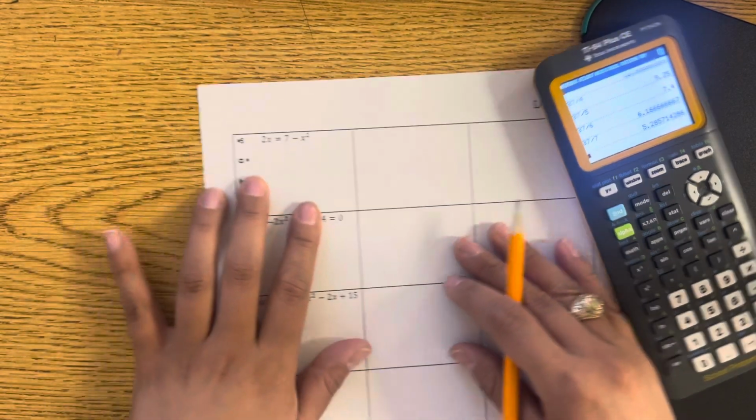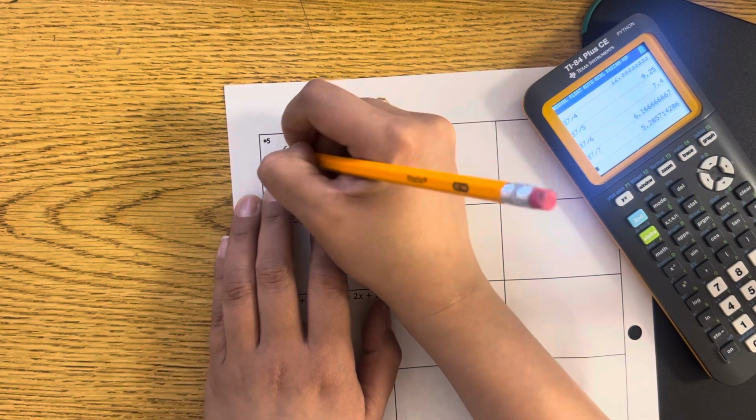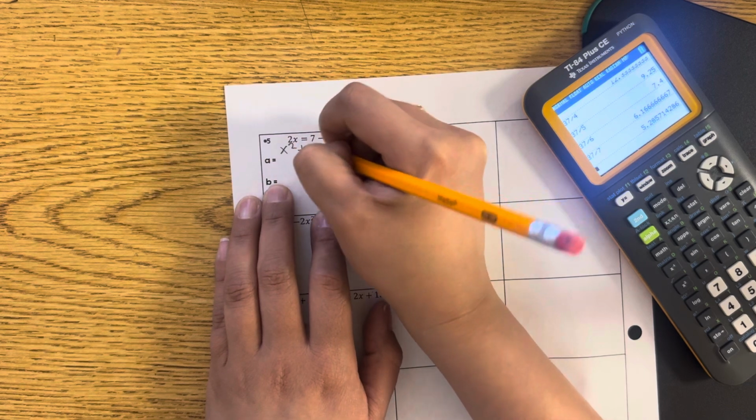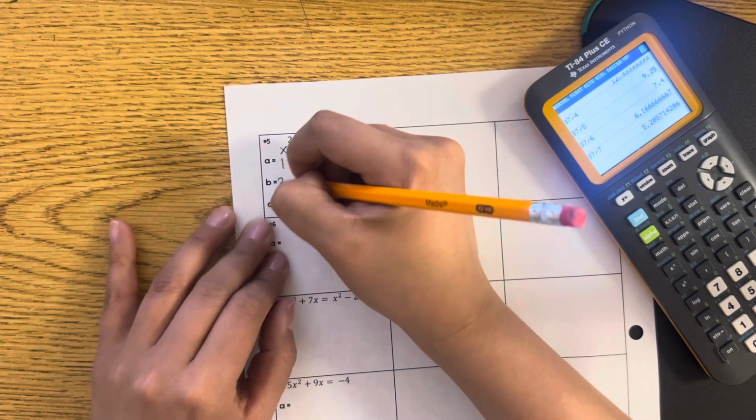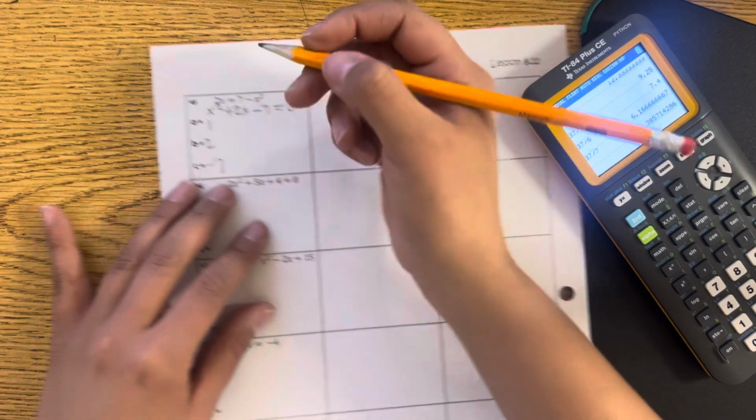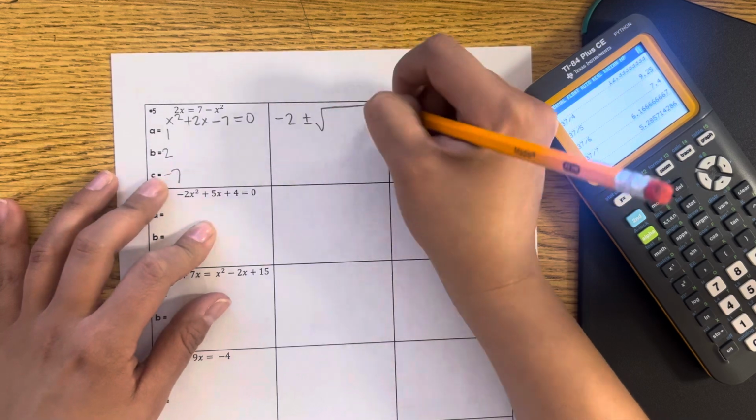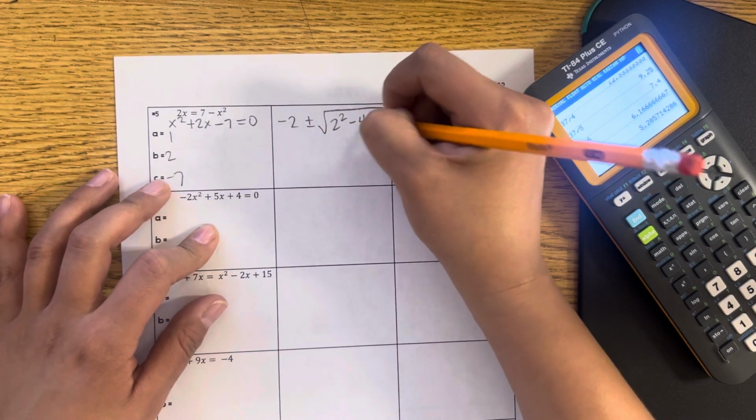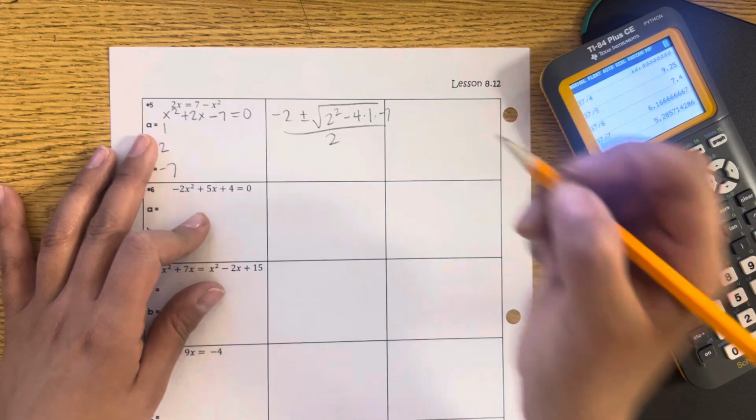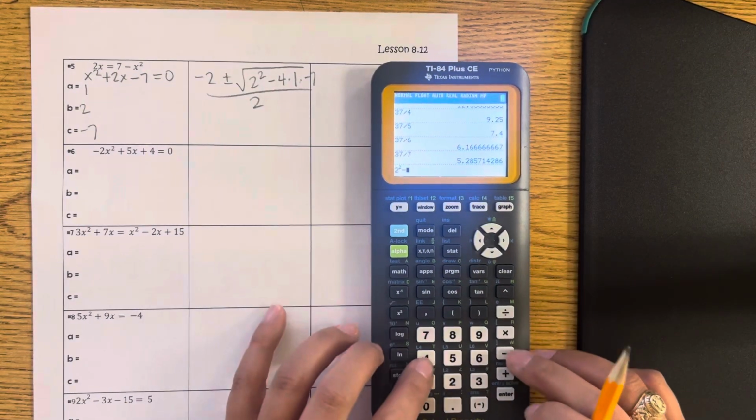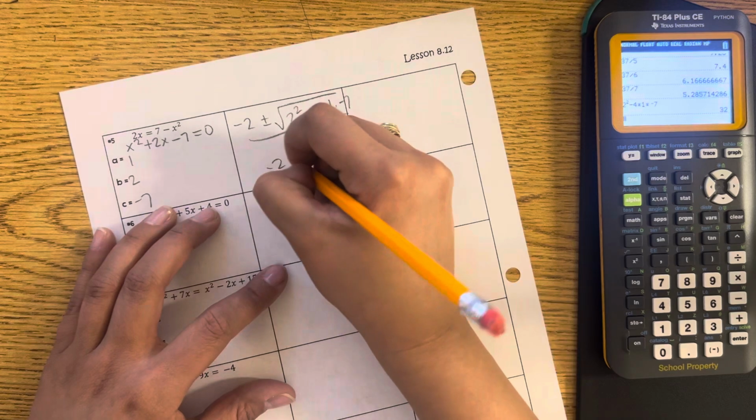This one I need to get equal to 0, so I'm going to subtract 7 and add x squared. So it's technically x squared plus 2x minus 7. Okay, A is 1, B is 2, C is negative 7. So the opposite of B is negative 2, plus minus B squared, which is 2 squared, minus 4 times 1 times negative 7, over 2 times 1, which is 2. I type that part in the calculator, and I get 32.